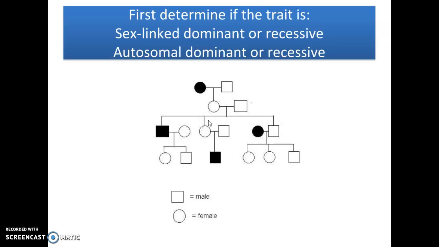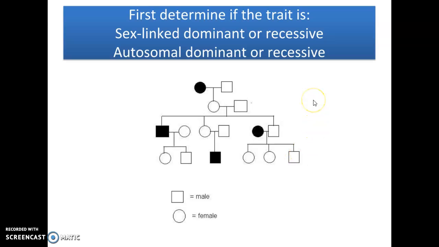But a second thing to look for is, does a female always pass this on to her sons if she has it? So in this case, a female has it, she doesn't have any sons, so we can't tell. Here a female has it, she does have a son, and he doesn't have it, so this probably is not sex-linked. So if it doesn't have one of those two things, we're going to call it autosomal.